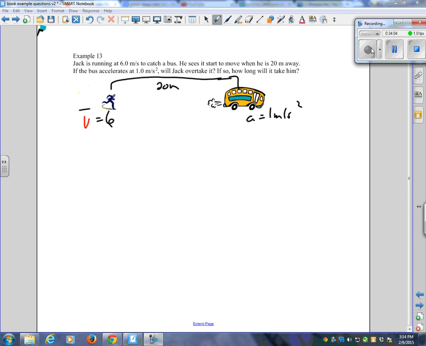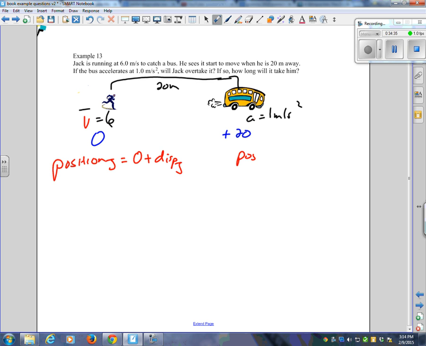Again, you have to set up a position sort of timeline or position number line, right? So this is position 0. This is position plus 20, right? Position Jack is equal to 0 plus displacement of Jack. And position bus is equal to 20 plus displacement of bus.